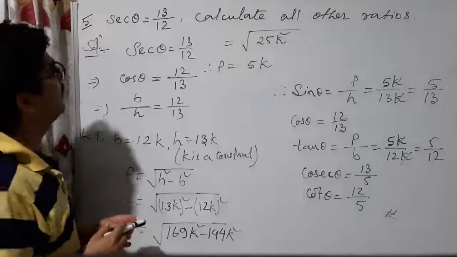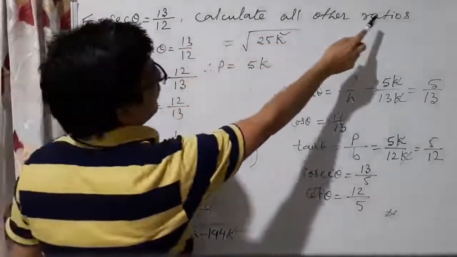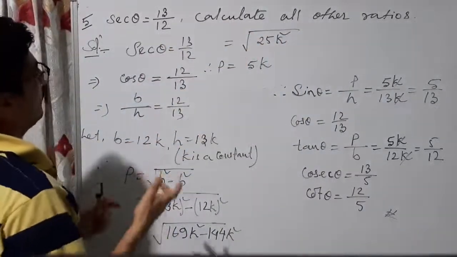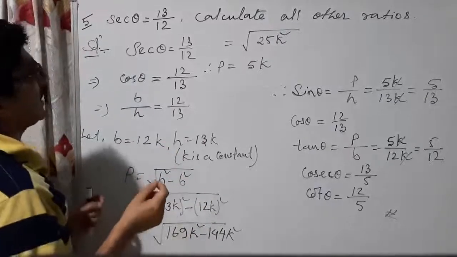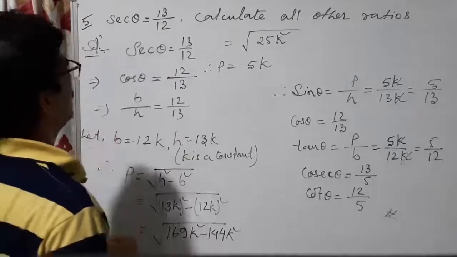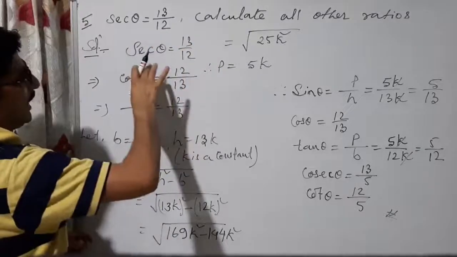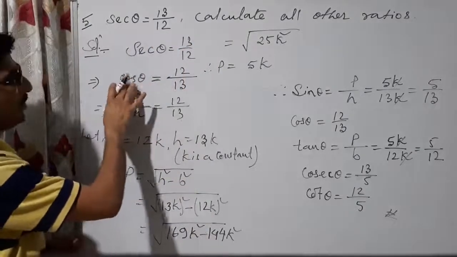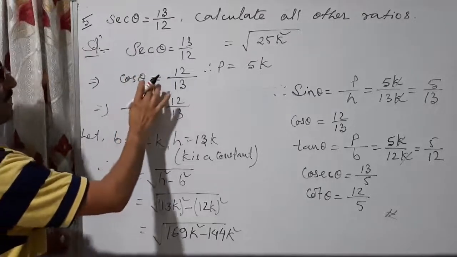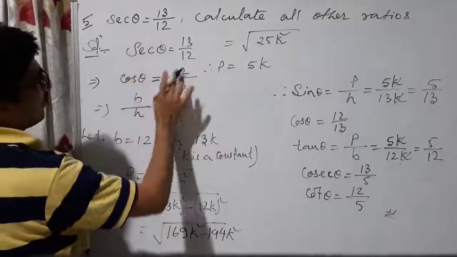Now question number 5. Here sec theta is 13 by 12. Then calculate all other trigonometric ratios, meaning the other 5 ratios we have to find out: sin theta, cos theta, tan theta, cosec theta and cot theta. So sec theta is given as 13 by 12. Directly you can find cos theta, because cos theta is the reciprocal of sec theta. So cos theta is equal to 12 by 13.